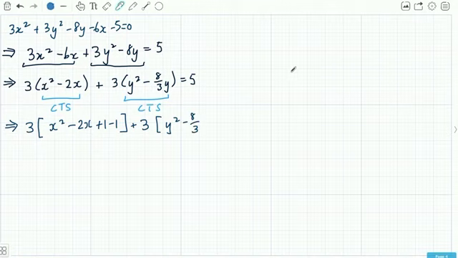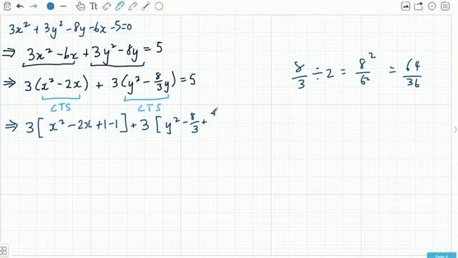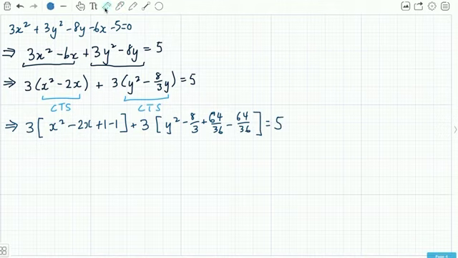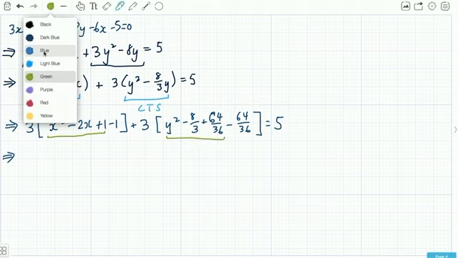8 over 3, half of 8 over 3 is 8 over 6. And then if we square the top and the bottom, we're going to get 64 over 36. So this is going to be plus 64 over 36 minus 64 over 36 equals 5. And again here, remember that the first 3 terms should always be a perfect square. So those terms that are underlined there in green.